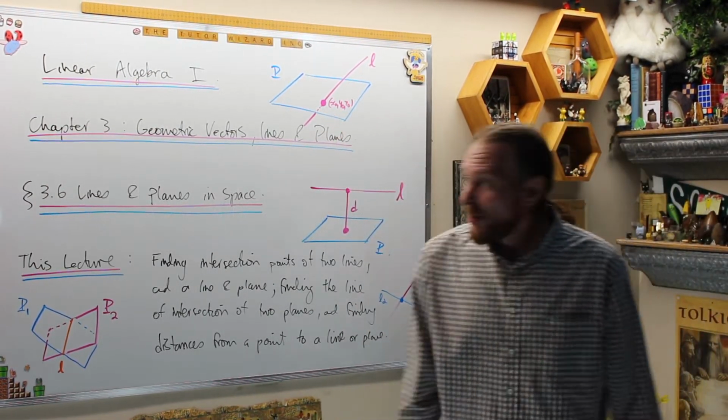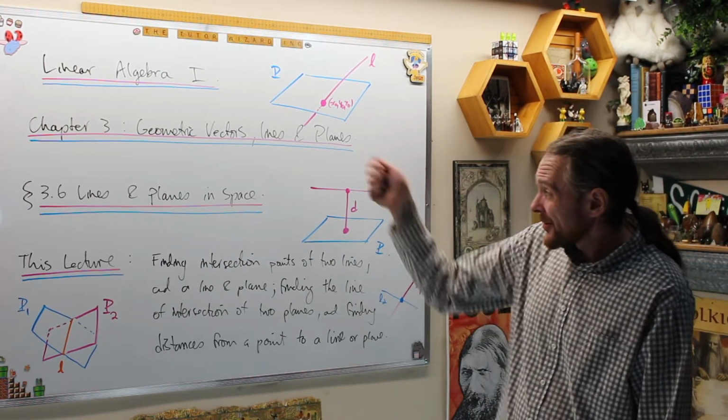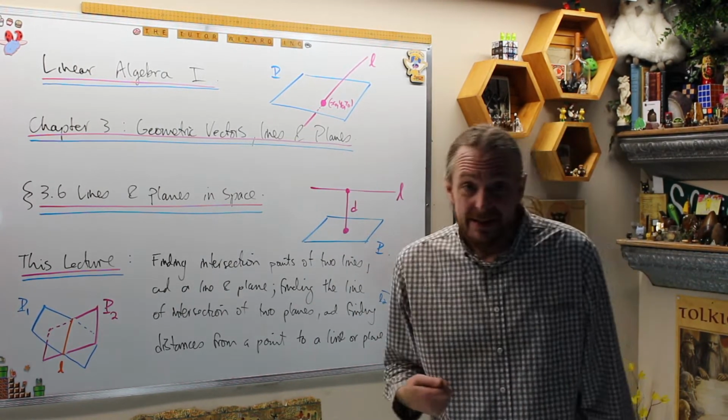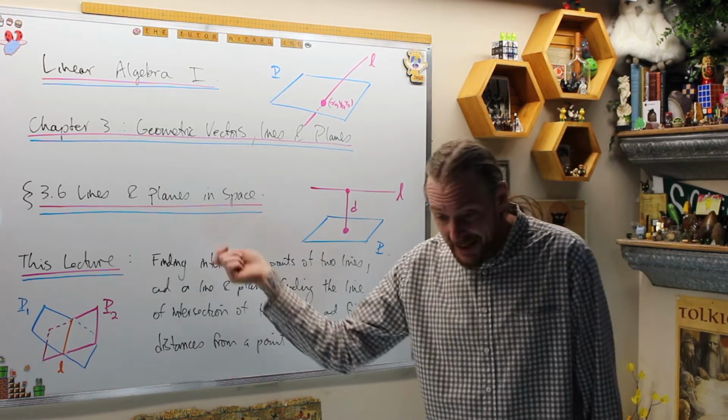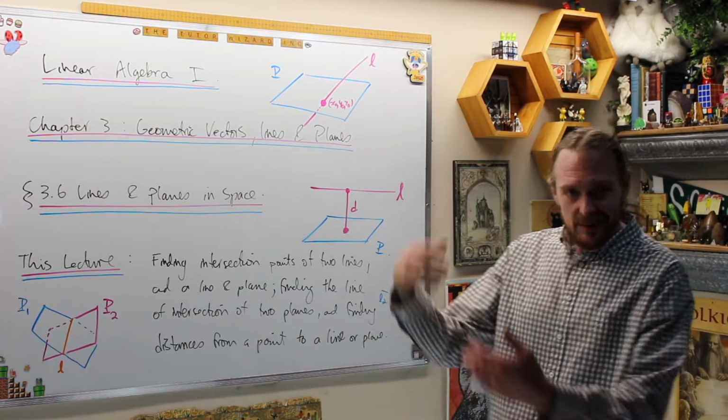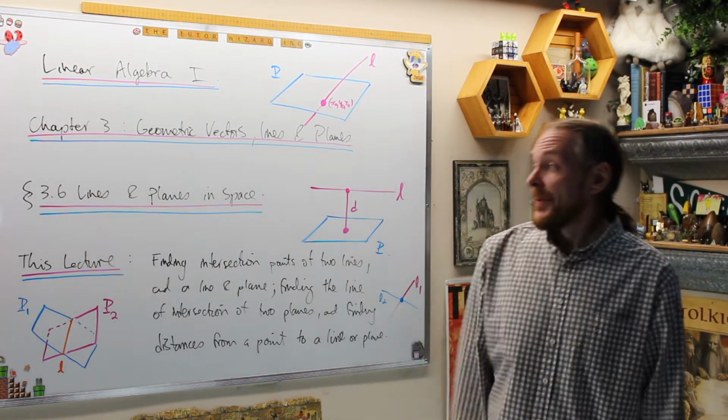We're doing Linear Algebra 1. This is Chapter 3, Geometric Vectors, Lines, and Planes. Specifically, Section 3.6 is going to be Lines and Planes in Space. 3.6.1 was describing lines and planes in space.